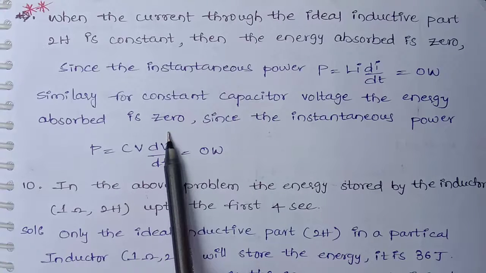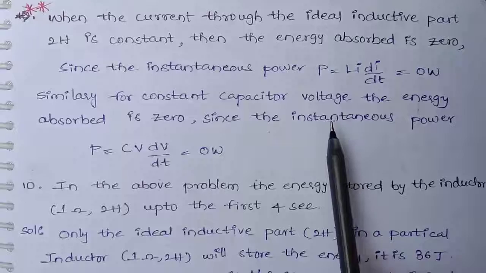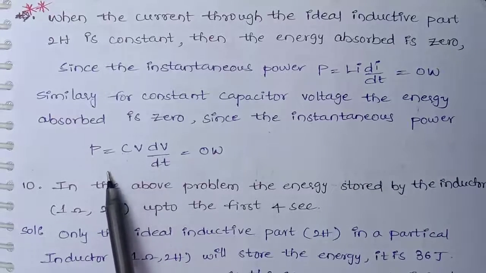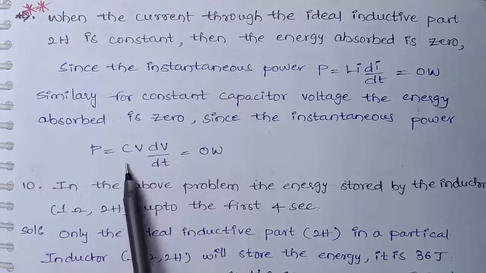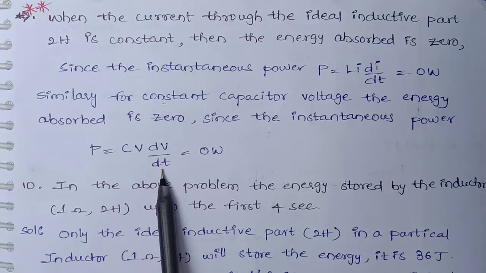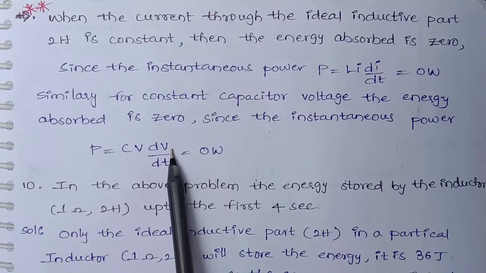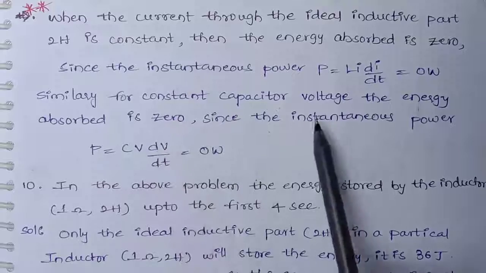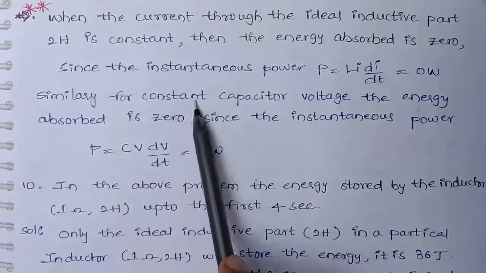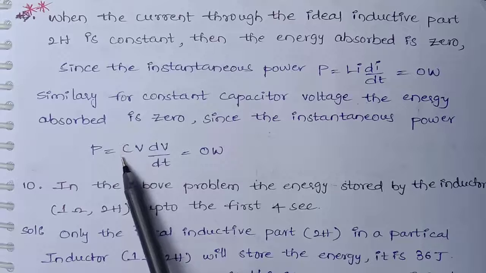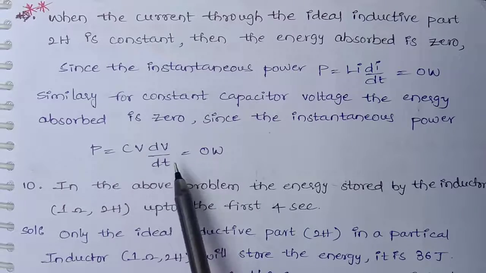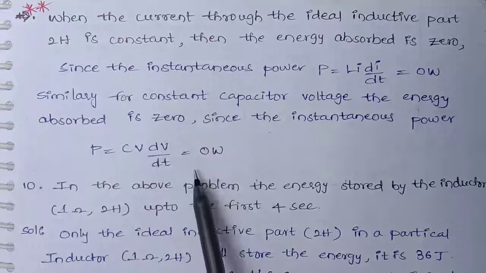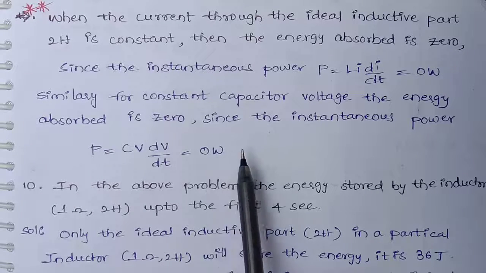Here also you can see the similar reason, that is, the instantaneous power will become 0. The instantaneous power formula is P = C * V * dV/dt. The differentiation of voltage is 0 because we are supplying a constant voltage. Ultimately, the instantaneous power will become 0. The energy absorbed is the integration of power, so the integration of 0 will become 0.